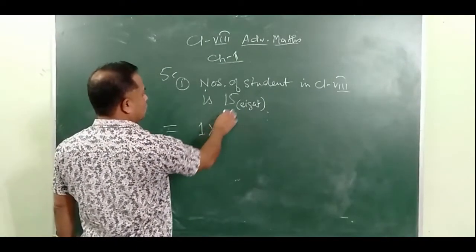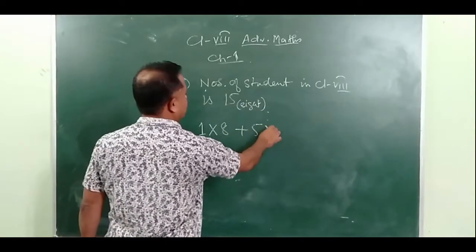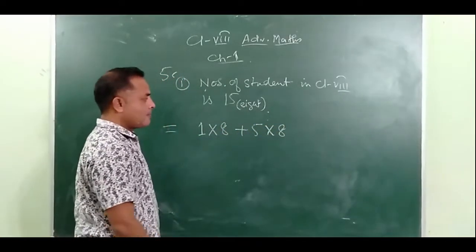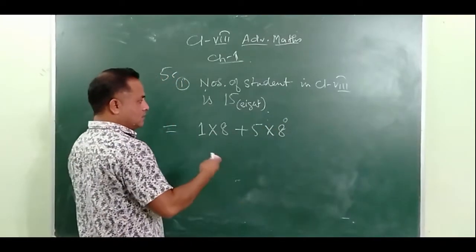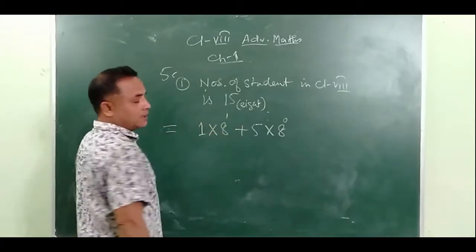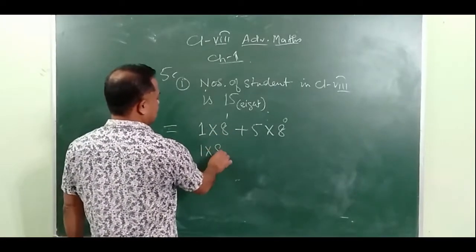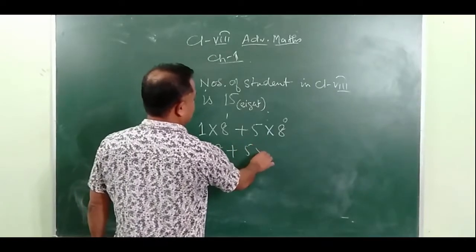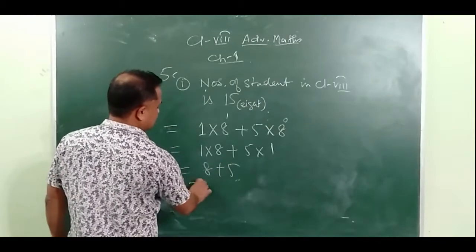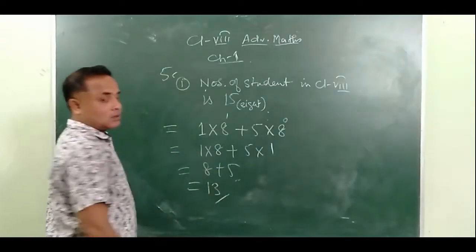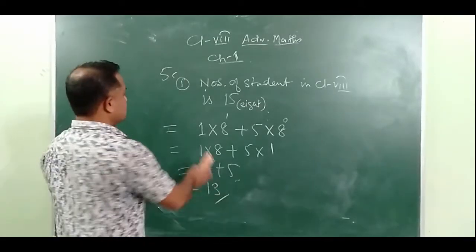15 into base 8 plus 5 into 8. So the power, the starting power, will be 0 from the right hand side and the next one will go on increasing, that is 1. 1 into 8 to the power 1 is 8 plus 5 into 1. That is 8 plus 5, that is 30.